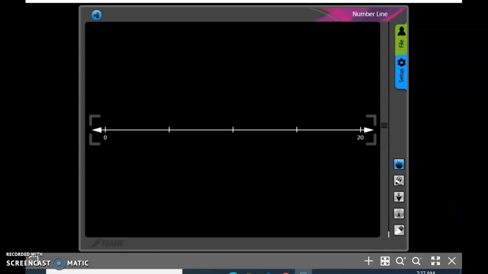Oftentimes when we view a number line, it might look something like this. So we see that the number line starts at 0 and ends at the number 20. In between, we only see that there are 3 marks, but they're evenly spaced out. On our number line, we have to use skip counting a lot of times in order to fill this in.